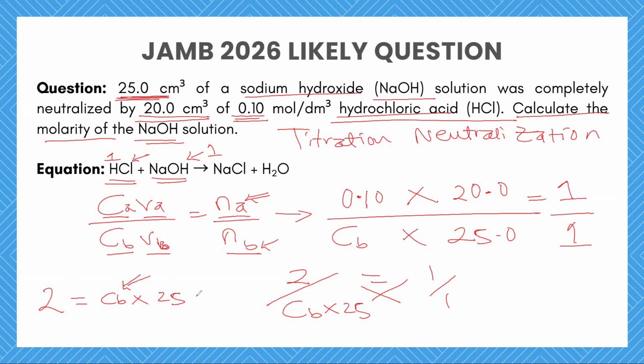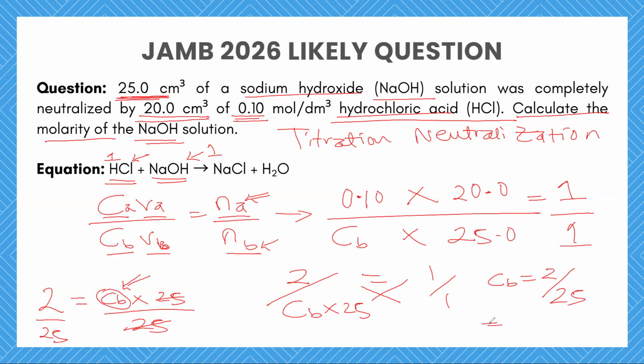Now we're looking for Cb. So we make it the subject of the formula and we make it stand alone. How do we do that? We divide both sides by the coefficient of Cb, which in this case is 25. So this becomes 2 divided by 25. This 25 cancels this one out, leaving Cb to stand alone. So therefore, Cb is equal to 2 divided by 25.